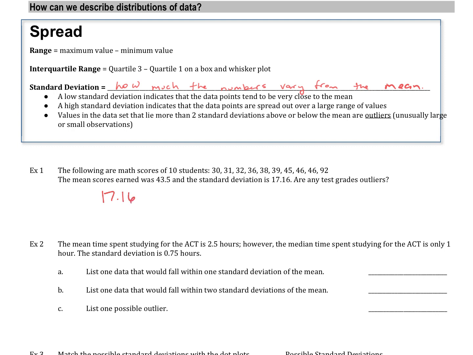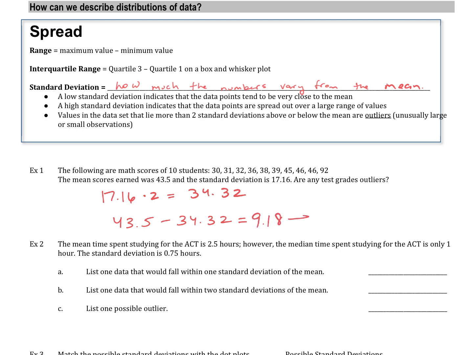So 17.16 times 2 is 34.32. So if I know the mean is 43.5, I'm going to calculate the low end and high end. So I would subtract 34.32 from 43.5, and I get 9.18.